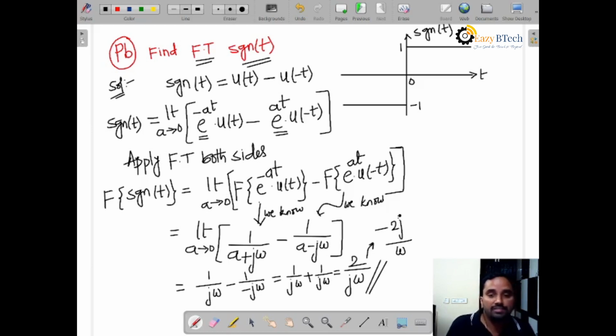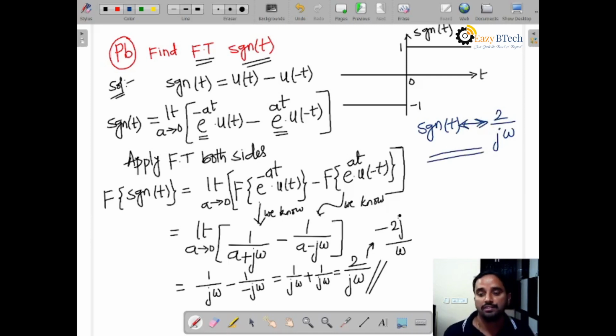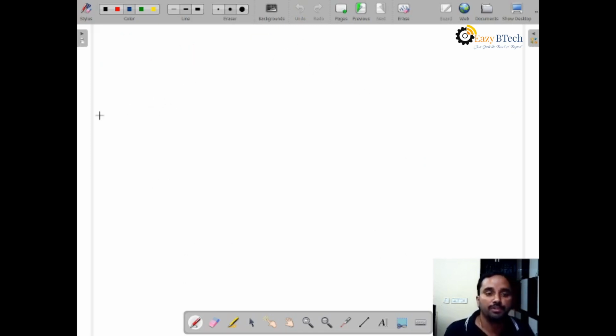So the Fourier transform of signum function, Sgn of t, is how much? 2 by j omega. This is the final result. Okay. Now one more important problem we are going to do.